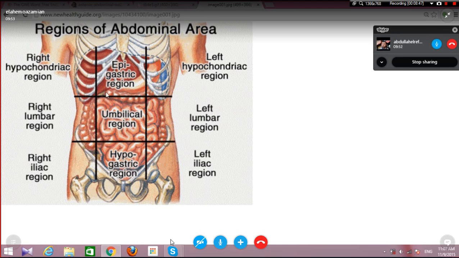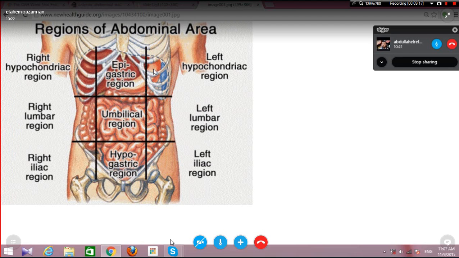If you have transpyloric, then lower down you can have another line. It's called interspinous. If you connect the two anterior superior iliac spines, it's called interspinous. So we have 9 regions. For 9 regions, we have 4 lines: 2 vertical, 2 horizontal.